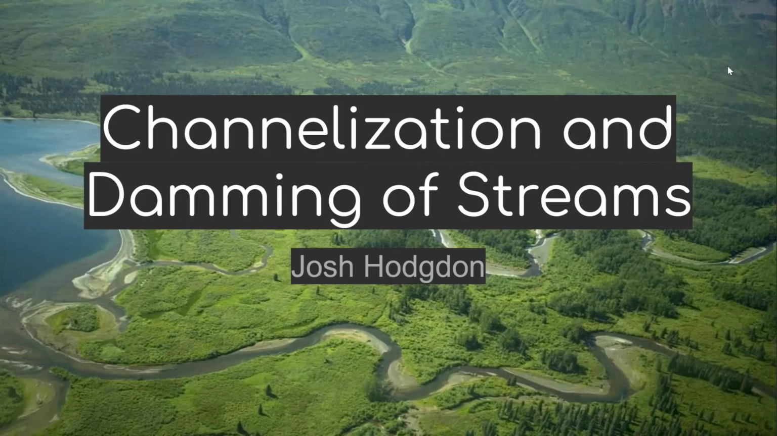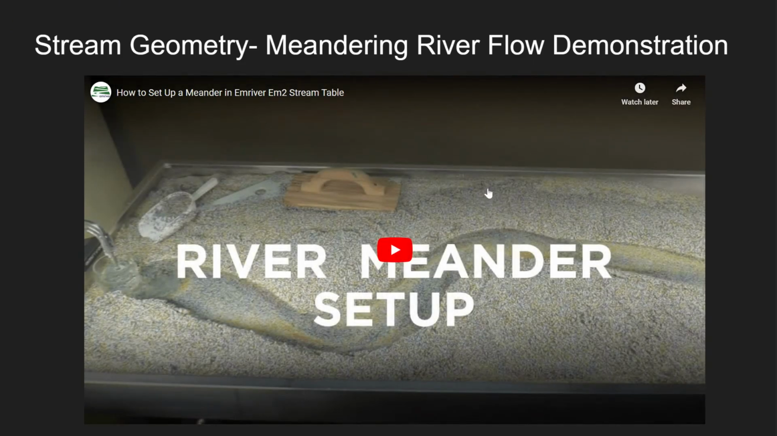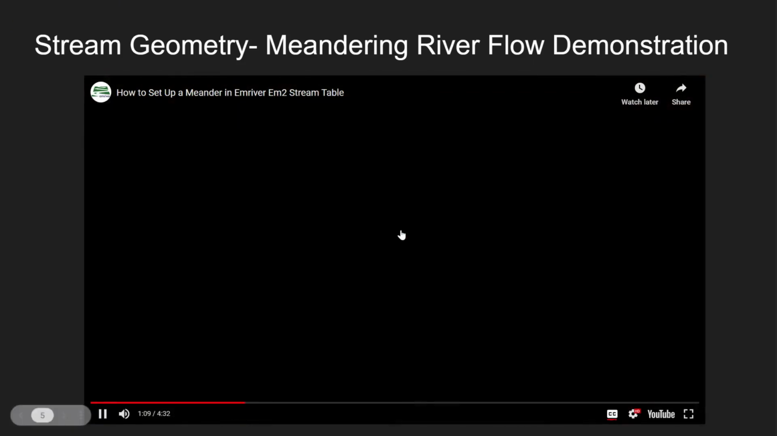Today I'll be talking about channelization and damming of streams. To start us off, there are two main types of streams, braided and meandering streams, seen here in the photos. Watch how the river moves in this experimental video as it plays an example of a.